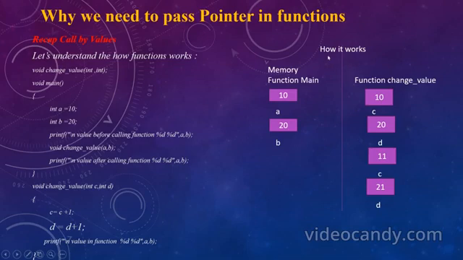Again, recapping the concept we discussed in functions: in main, memory will be allocated for two variables a and b. A will have 10 and b will have 20. When we call a function, other variables local to the function, c and d, will be created, and we increment the values in c and d, so they become 11 and 21. Once we go back to main and print a and b, the values remain 10 and 20.